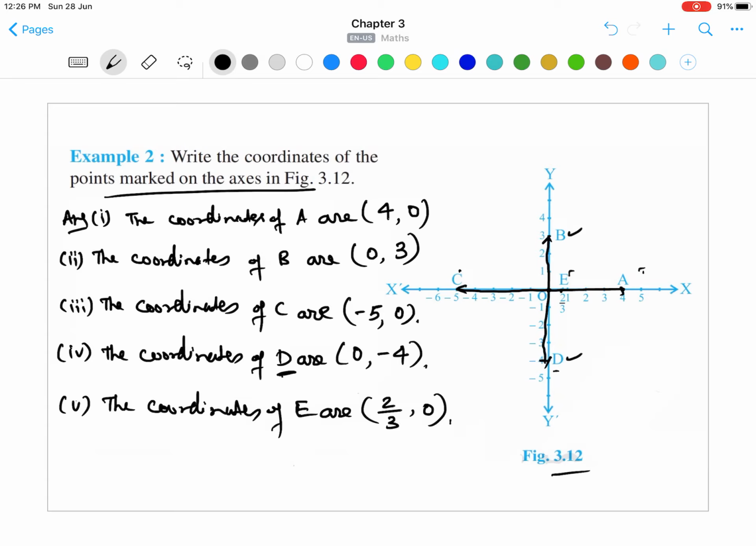What you have to understand from here is, if a point is lying on the x-axis, its y coordinate will be 0, and similarly if a point is lying on the y-axis, its x coordinate will be 0. Okay, I hope you understood this.